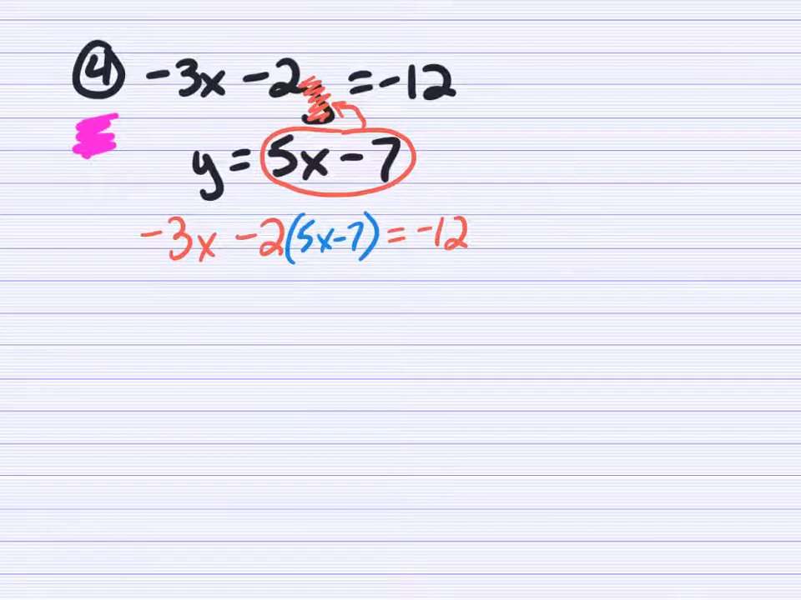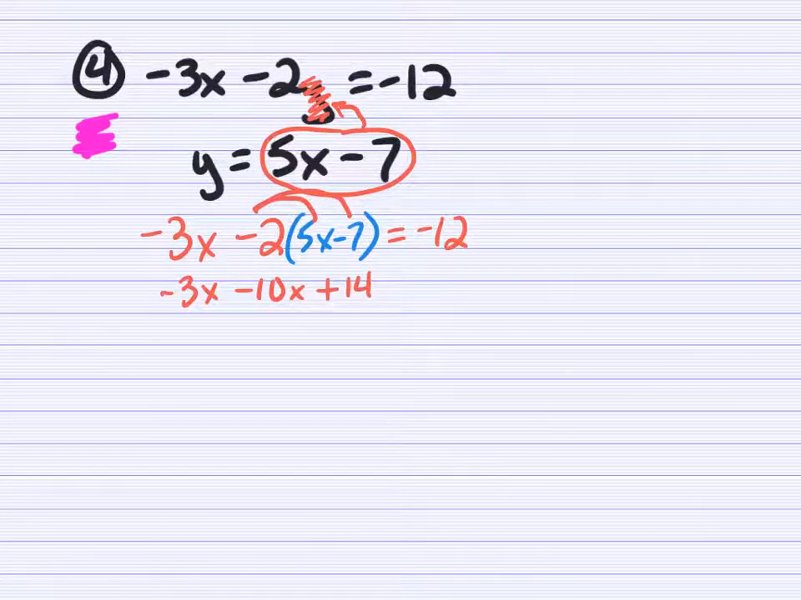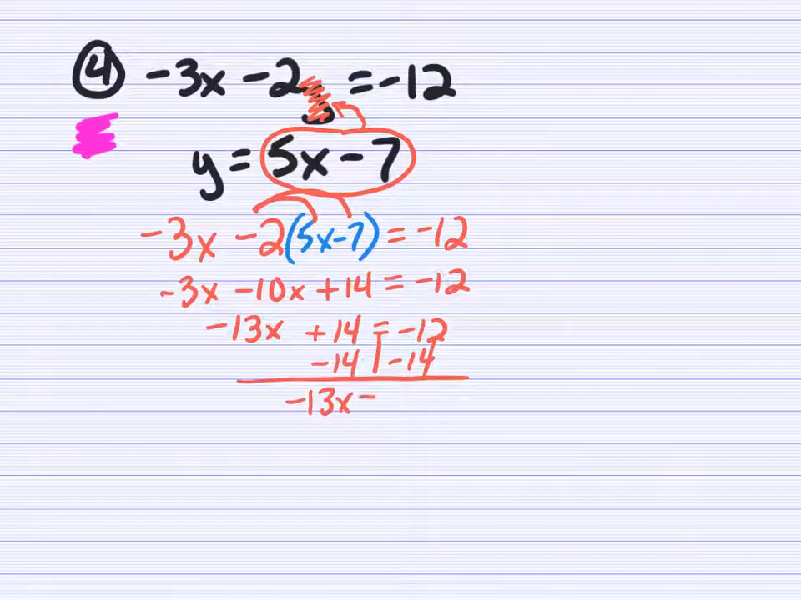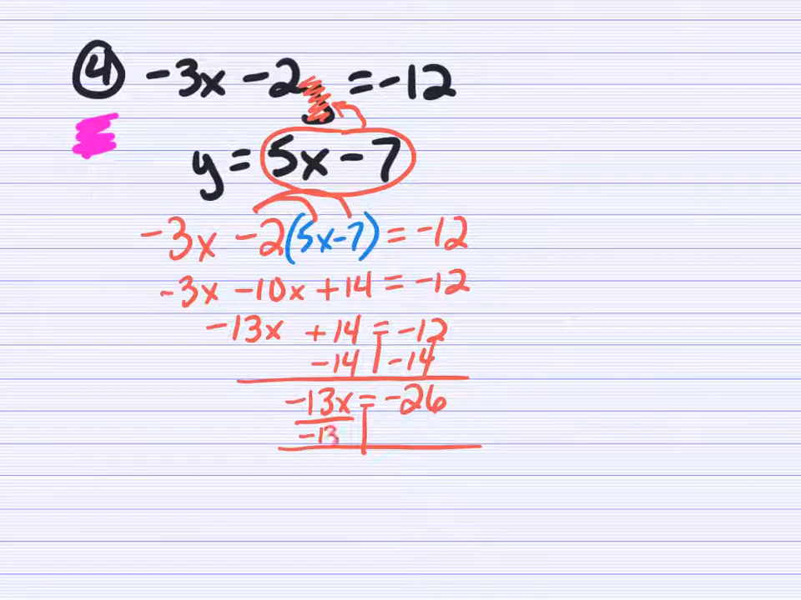From here, I'm just going to solve it, and I see the distributive property. Negative 2 times 5x is negative 10x. Negative 2 times negative 7 is positive 14. Like terms on the same side, I always get them together first. Negative 3x and negative 10x is negative 13x. And now I can solve it. To get the x by itself, I'm going to subtract 14. And then finally, to get the x by itself, I'm going to divide by negative 13. And x equals a positive 2.